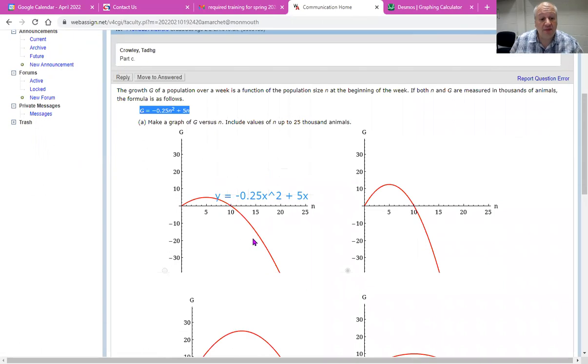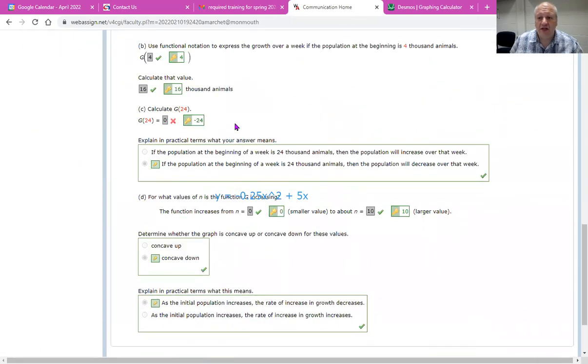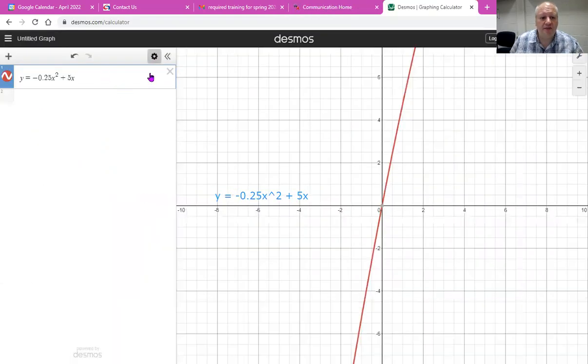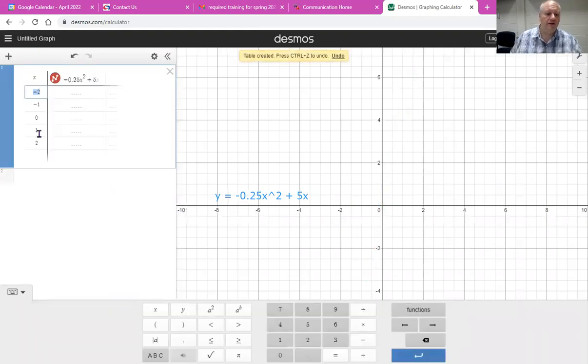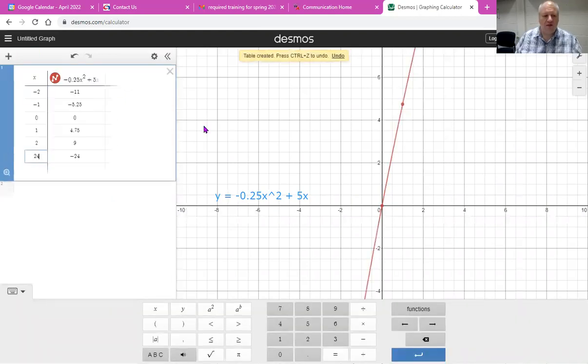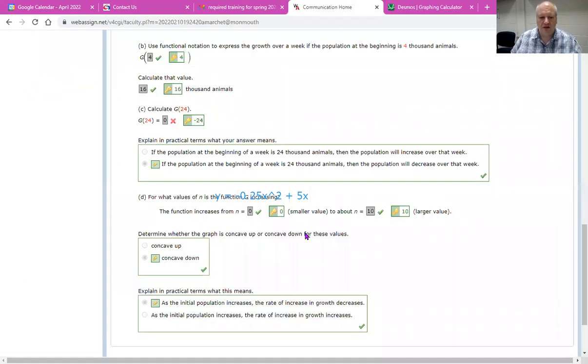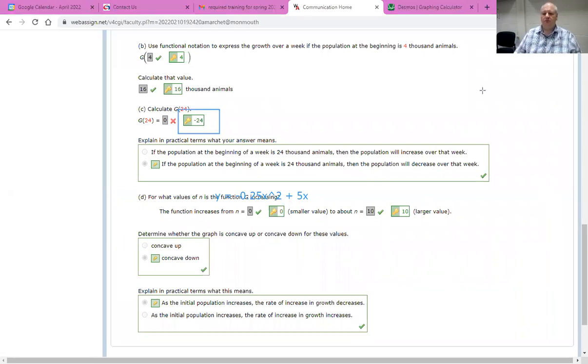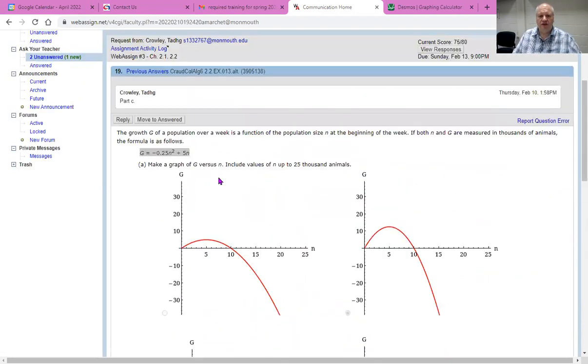Okay. And they would like, please, G of 24, they're asking. So to make it really easy, change it into a table. And then go into the space and type 24. Bingo, there's the answer, quick and easy. Negative 24 is the solution to that. And as you can see, that's what they have right there. I think the rest of this question is fine. So let's move on to the next question. I'm going to say move to answered.